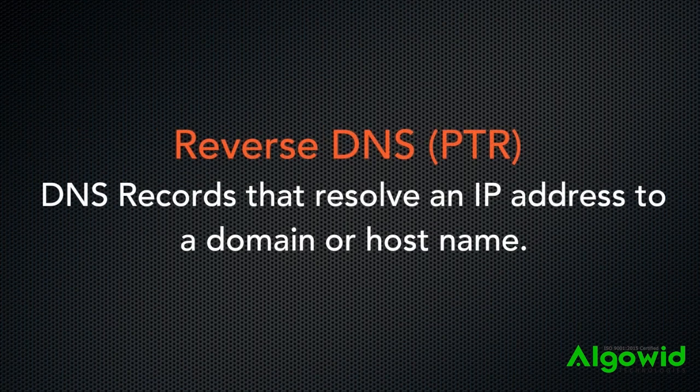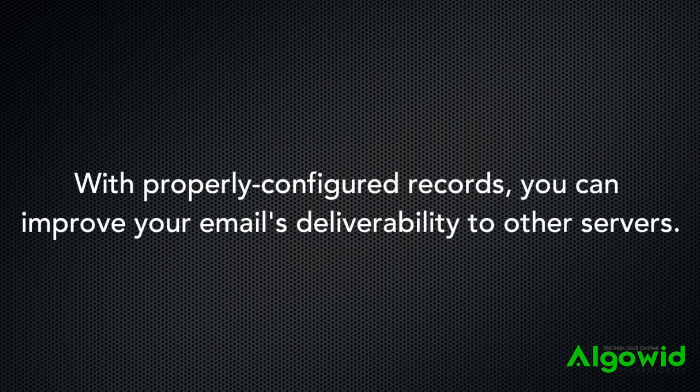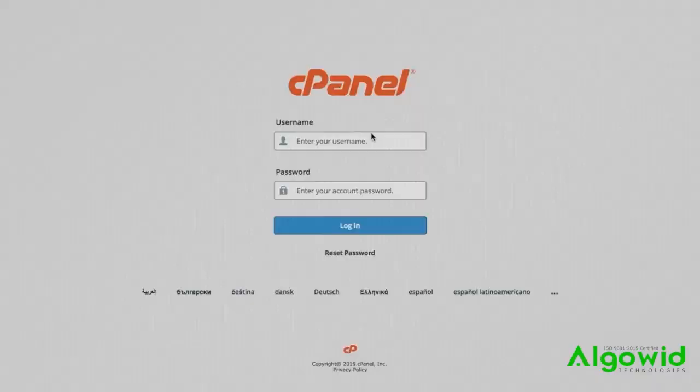Reverse DNS, or PTR records, are DNS records that resolve an IP address to a domain or hostname. The system uses PTR records to perform a reverse DNS lookup to retrieve the associated domain or hostname. When you properly configure your records, it improves the chances that your email is not treated as spam by other servers. Why don't we check out that new email deliverability interface?